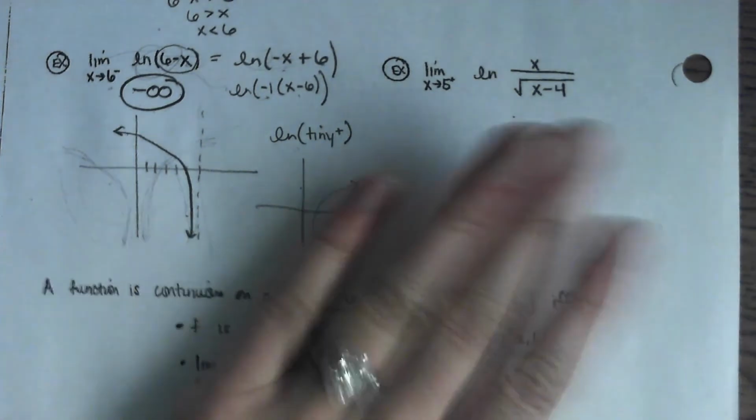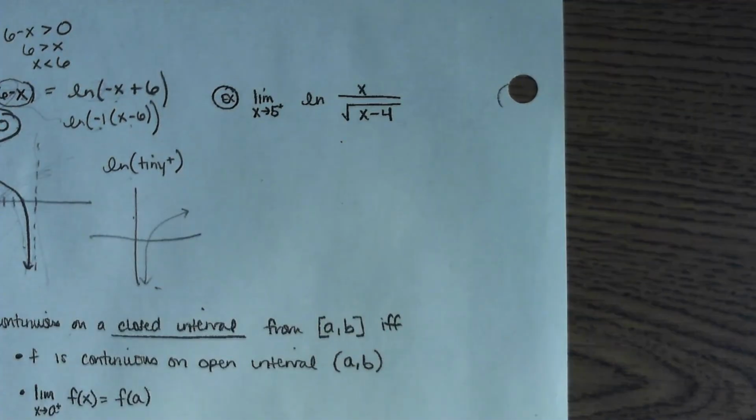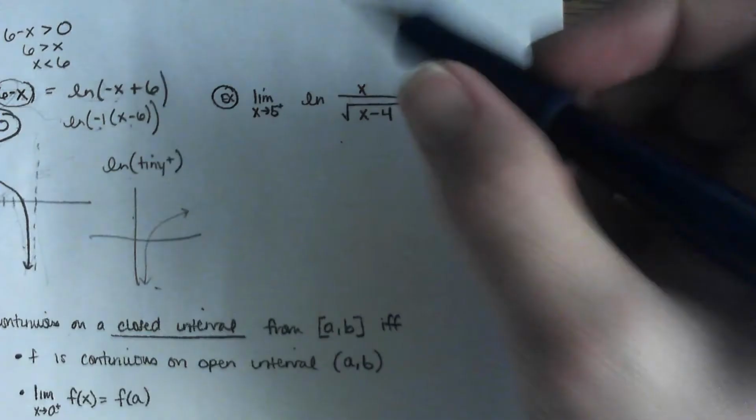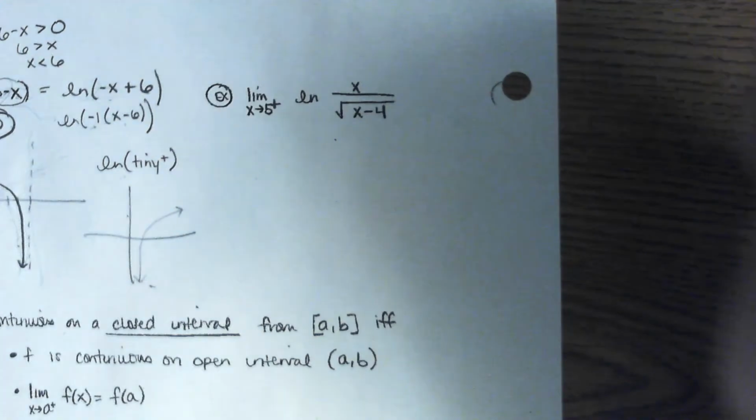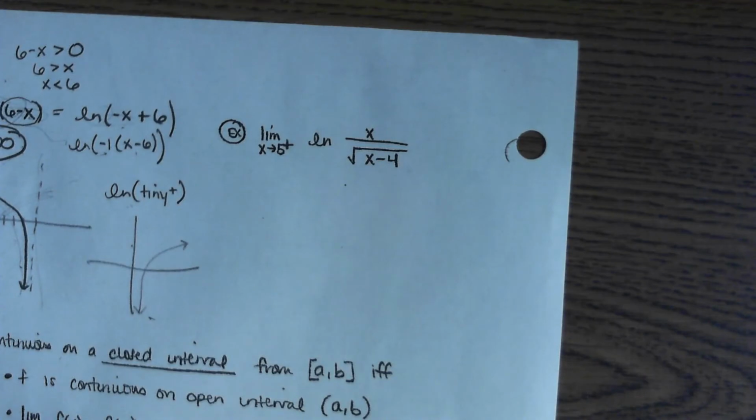Okay. Here we have a natural log graph, yuck, mixed with a radical graph. Okay, so we're looking at approaching 5 from the right. So 5. Why is 5 a point of interest? Well, it might not be.